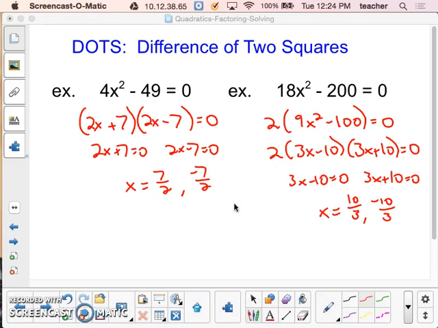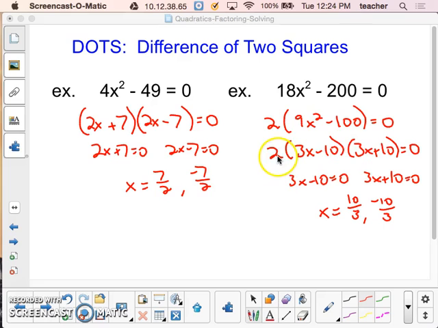So, how'd you do? Notice that there's a 2 in common here. I factor out the 2 and I'm left with 9x squared minus 100. This is the difference of two perfect squares. I keep the 2 as my GCF, but my two perfect squares are 3x and 10, and then one minus and one plus. Doesn't matter if you put the plus first and the minus second.